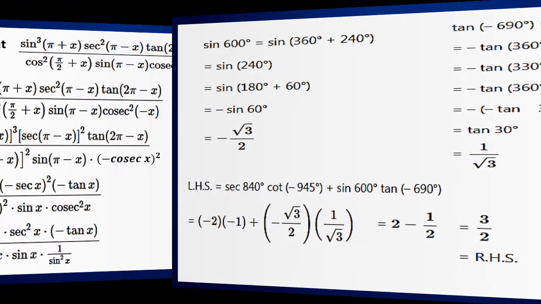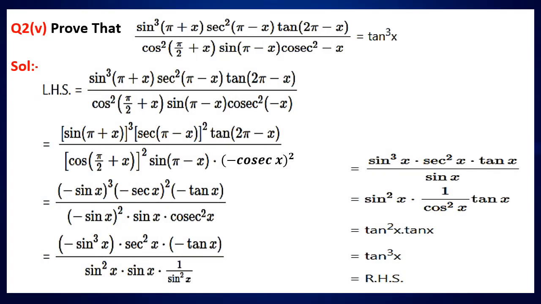Question number 2, fifth one. Prove that sine cube pi plus x into sec square pi minus x into tan 2 pi minus x divided by cos square pi by 2 plus x into sine pi minus x into cosec square minus x is equal to tan cube x. Now sine cube pi plus x can be written as sine pi plus x the whole cube. All the trigonometric functions, if exponent coming, we can rewrite this way as a whole square or whole raised to the power.